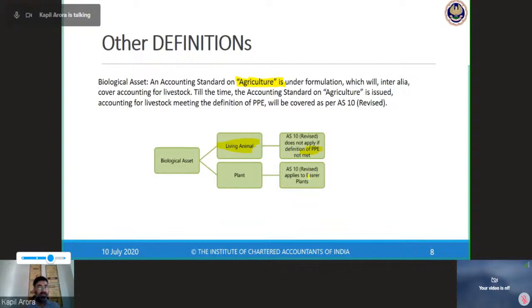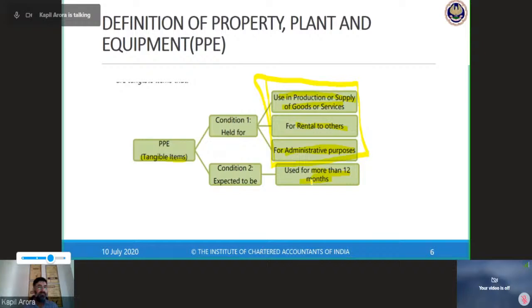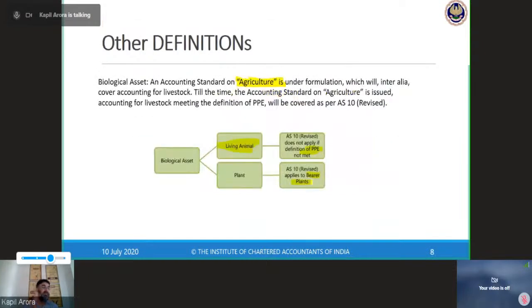Whereas for plants, only a bearer plant will come under AS10, and it will remain under AS10 even after the agriculture standard has been created. Seeds of plants will come under AS2 valuation, so seeds will be considered as inventory only. I hope everybody is clear with the concept here. Up to this point, is everyone okay? What is the definition, what is covered, and what is not covered here?